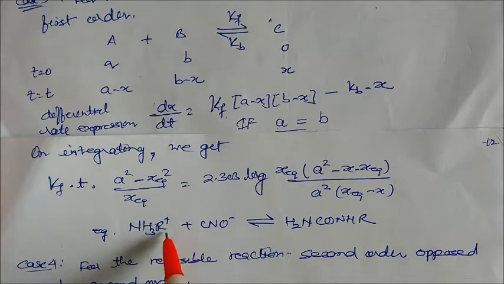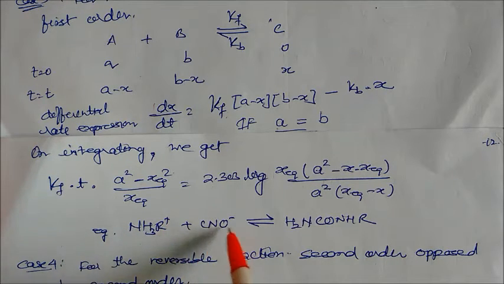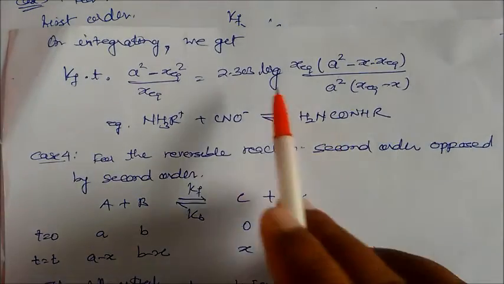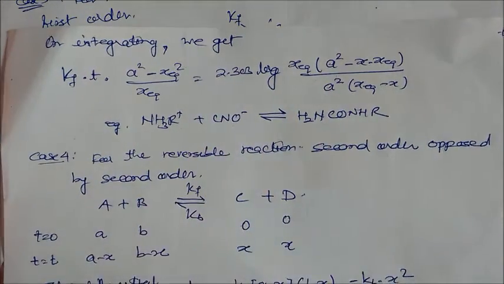So this is alkyl ammonium, the ammonium R plus plus CNO, this will give you NH2CO NHR. So this type of equilibrium is followed by this example.